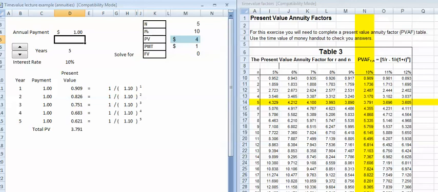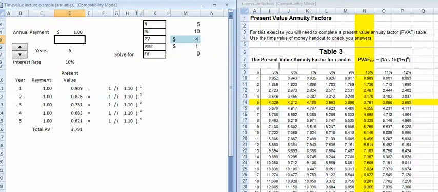Notice, if I were to change the payment to 1, we have the factors. Here's the 3.79. If it was for 6 periods, the factor would be 4.355. For 7 periods, it would be 4.868. Again, this simply means that at 10% and 7 years, that $1 a year payment has a present value of $4.87. Over a 5-year period, $1 a year for 5 years at 10% interest has a present value of $3.79.